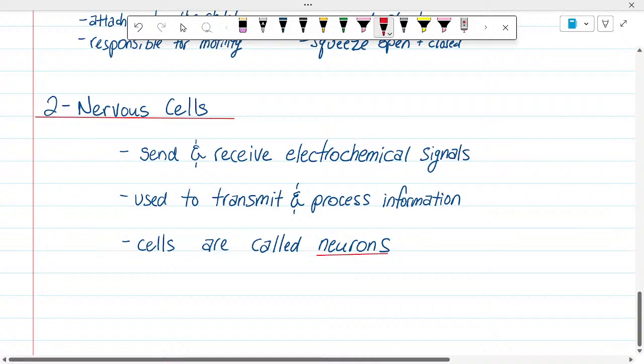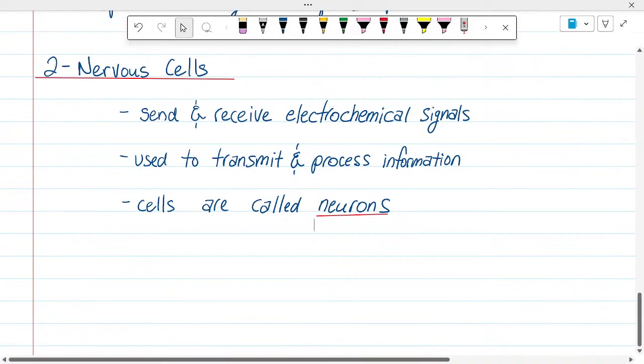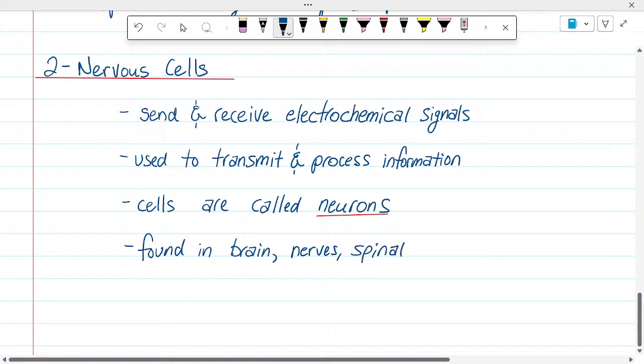You heard that term before? Excellent. And where are they found? Yep. Found in the brain, nerves, spinal cord, and integrated into other organs.